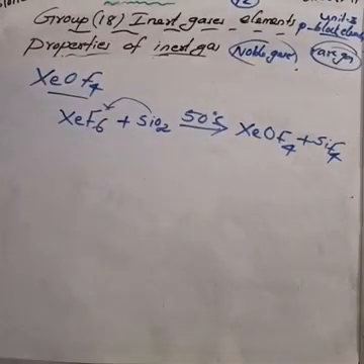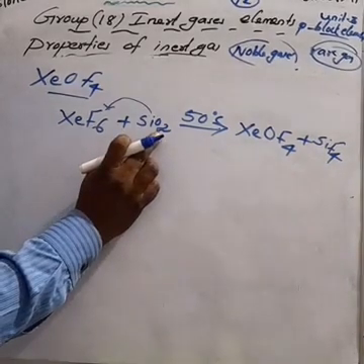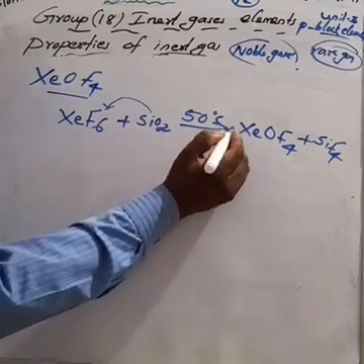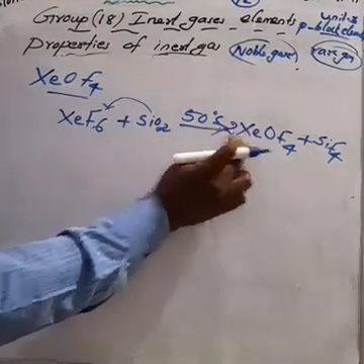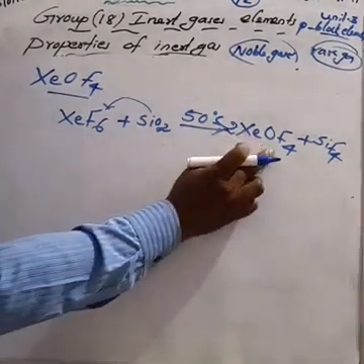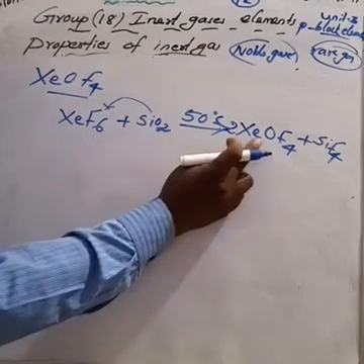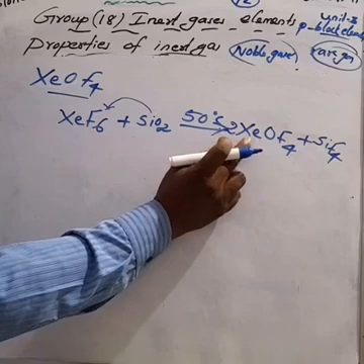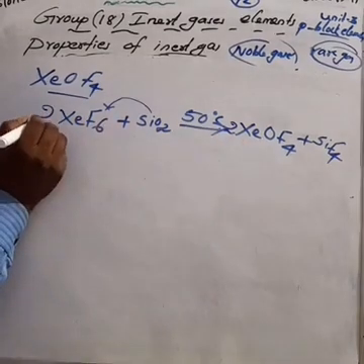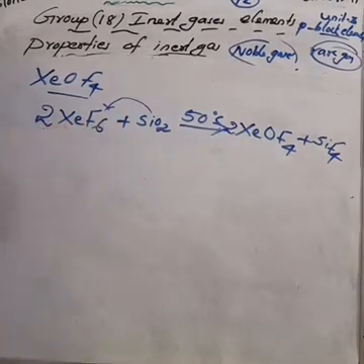How can we balance the equation? Here the reactant side has silica with 2 oxygen, so make the product side 2 oxygen, that is 2XeOF4. Am I right? If you make 2 here, the oxygen is balanced. What about the xenon on the reactant side? Make that also 2. Now the equation is balanced. Am I right? Next one.